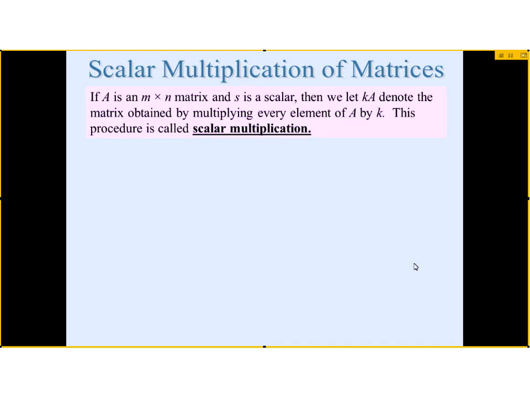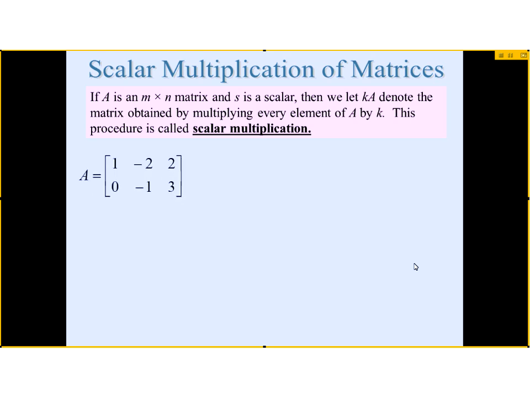So if A is an M cross N matrix and K is a scalar, then we let KA denote the matrix obtained by multiplying every element of A by K. This procedure is called scalar multiplication. Meaning, if we multiply any scalar with the matrix, then the whole matrix is multiplied by that element. That is called the scalar multiplication law that holds in matrices.